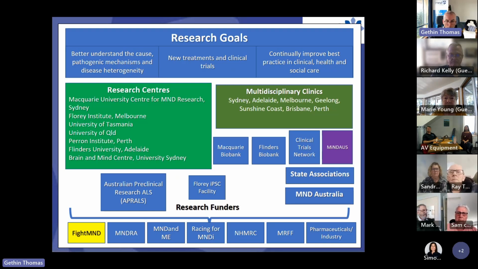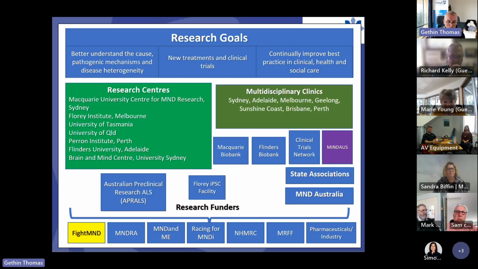Then we're also very fortunate in Australia to have a network of multidisciplinary clinics. This is well established to be the best form of treatment for MND. The best care that can be provided is through these multidisciplinary clinics. And there are clinics in Sydney, Adelaide, Melbourne, Geelong, one up at the Sunshine Coast, I believe, and obviously in Brisbane and in Perth as well. These are linked into much of the research, improving clinical care, and this is where most of the clinical trials come through.